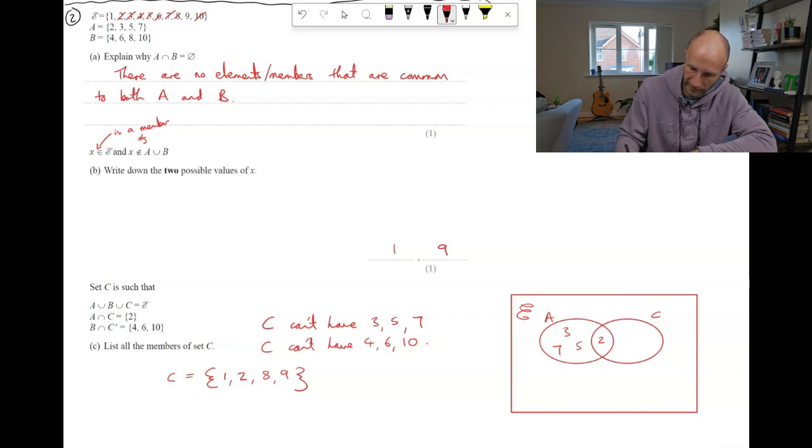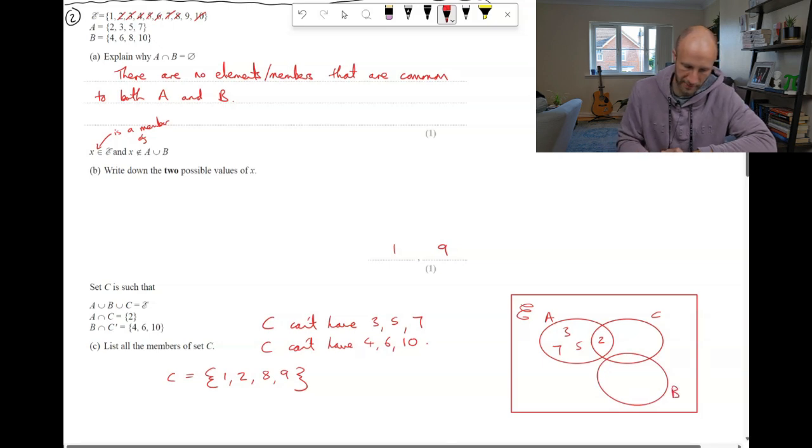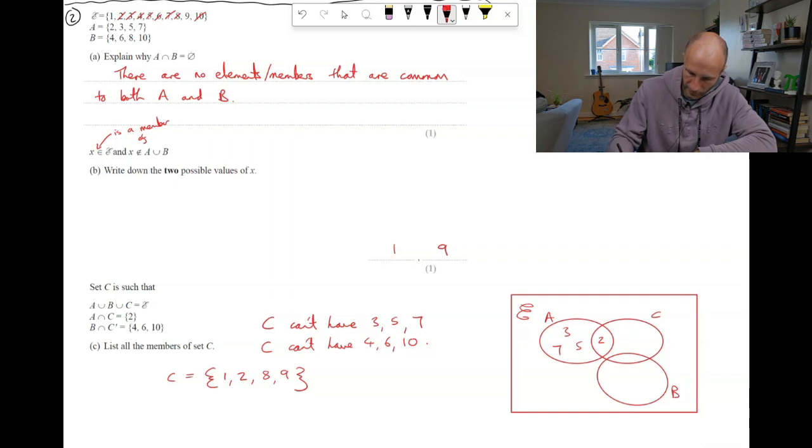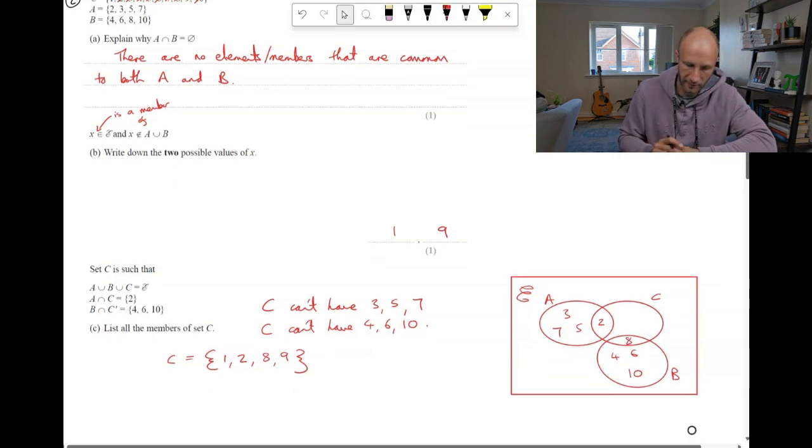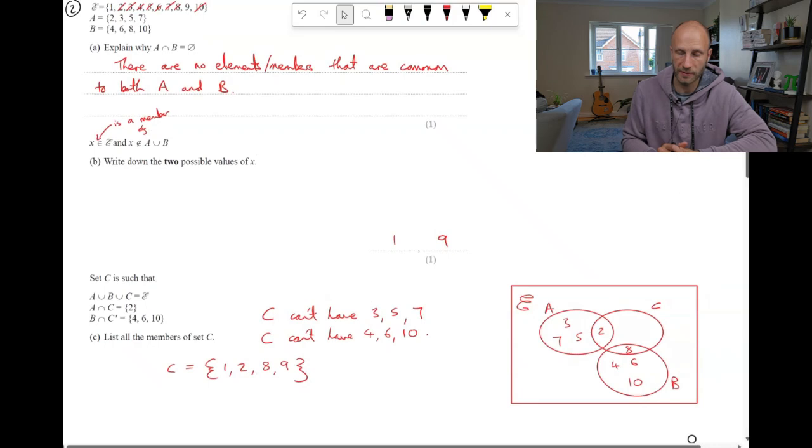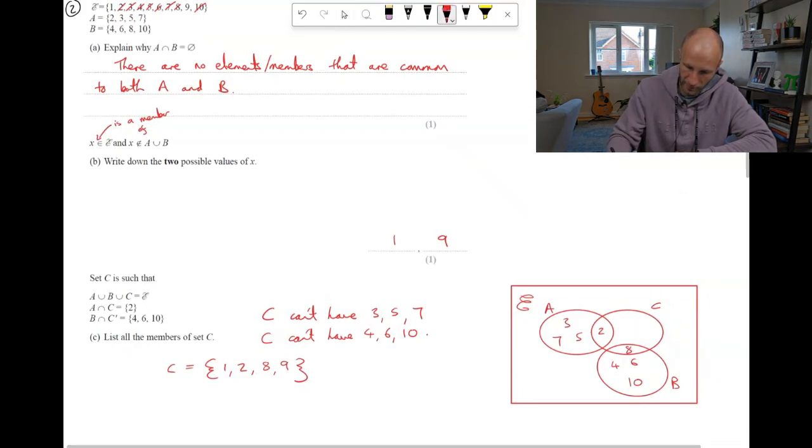So we know B is completely separate from A, but it might have some overlap with C. So B would be here. So B and not C has 4, 6 and 10. So 4, 6 and 10, and 8 in fact, are in here. 4, 6 and 10 cannot be in C because they're in B intersection C complement. And that leaves us with 1 and 9 here, which leaves us with 1, 2, 8, 9.